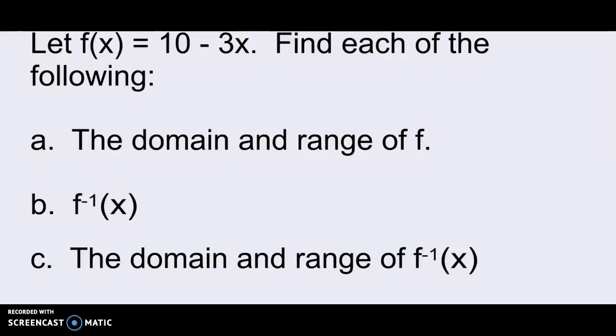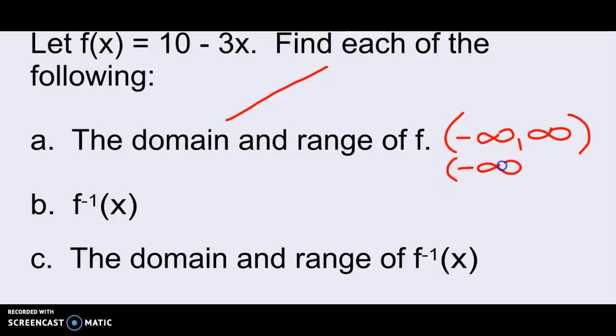We've got f of x equals 10 minus 3x. We're going to find each of the following. So let's find the domain and range of f. If you graphed it, you're going to see that this is a line. There's no square root, there's no denominator. So our domain is going to be negative infinity to positive infinity. And our range is also going to be negative infinity to positive infinity, because there's nothing that it can't be.